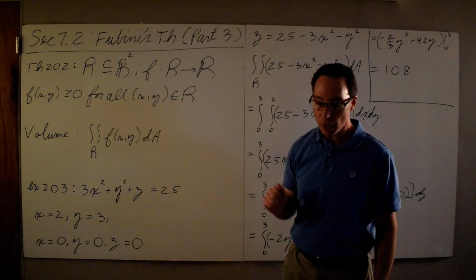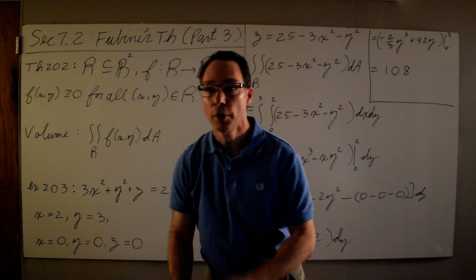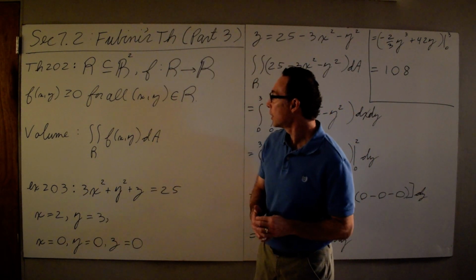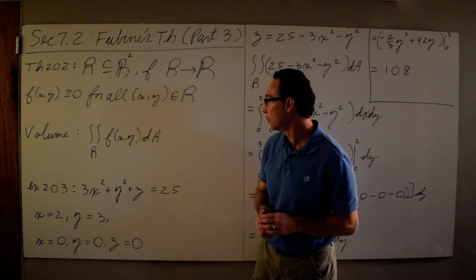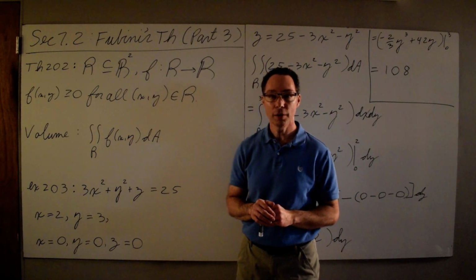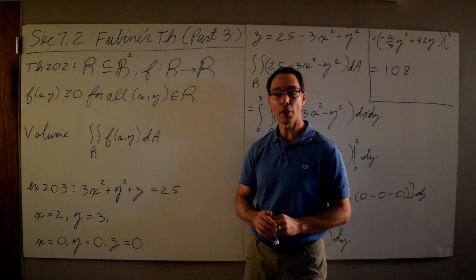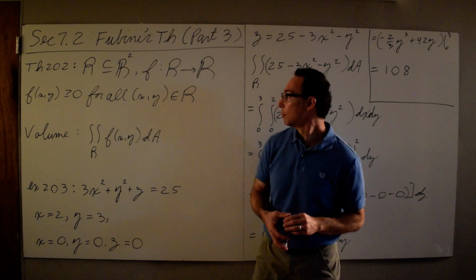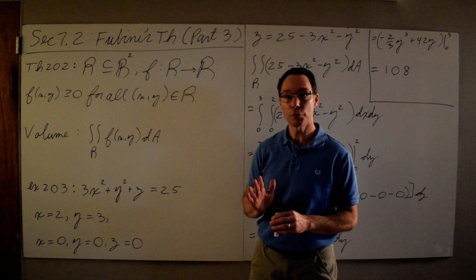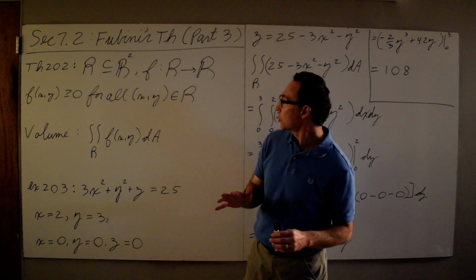This is the third video on section 7.2, Fubini's theorem. And so here we're going to look at theorem 202. So remember in calculus 1, the integral was a way of finding the area under the curve. But remember, now if we have a function of two variables, our graph is a surface.